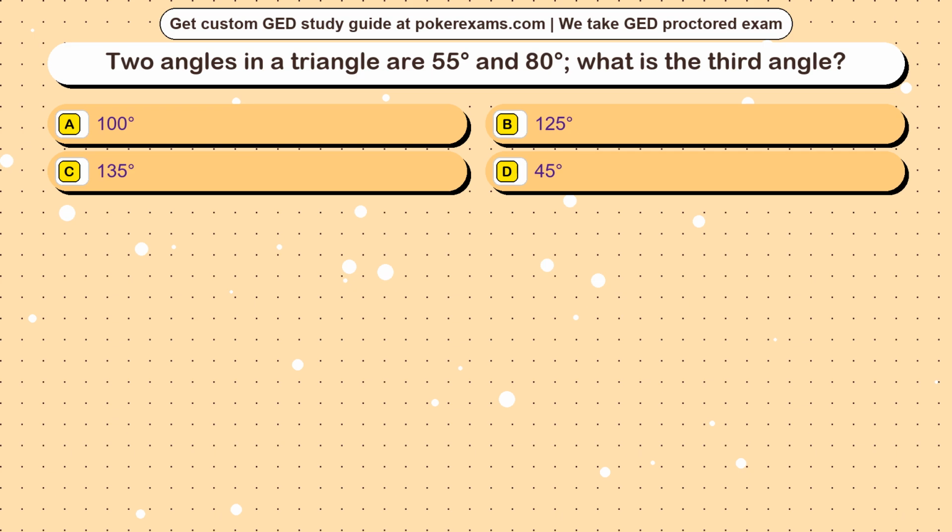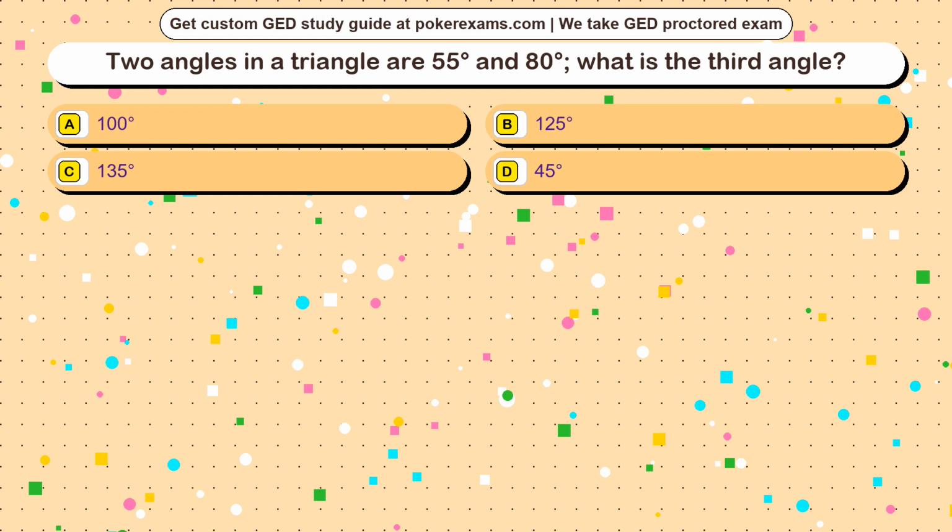Question 15. 2 angles in a triangle are 55 degrees and 80 degrees. What is the third angle? Option A, 100 degrees. Option B, 125 degrees. Option C, 135 degrees. Option D, 45 degrees.